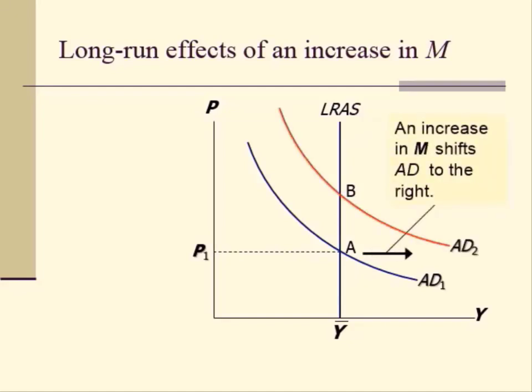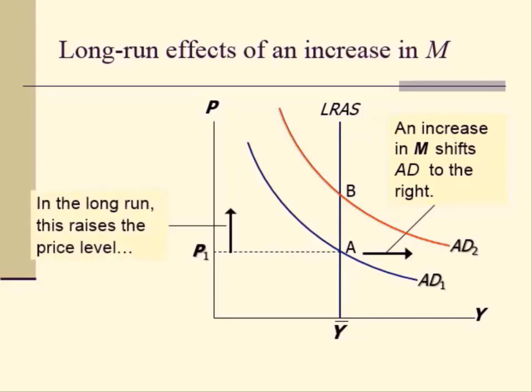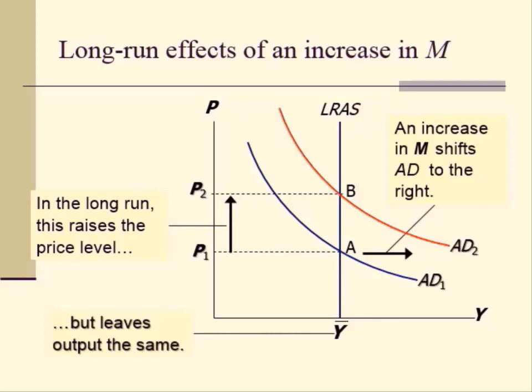And the equilibrium for the economy moves from point A to point B. And the shift in AD affects only prices. That is, because the AS curve is vertical, in the long run this raises the price level, but leaves output the same. Note that the results in this graph are exactly as we learned in chapter 5. That is, a change in money supply affects the price level but not the quantity of output.